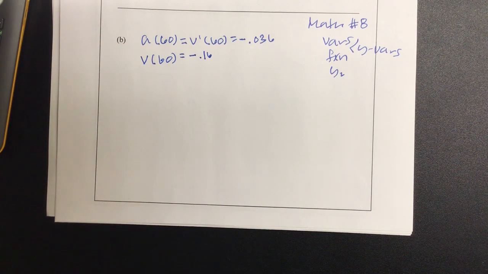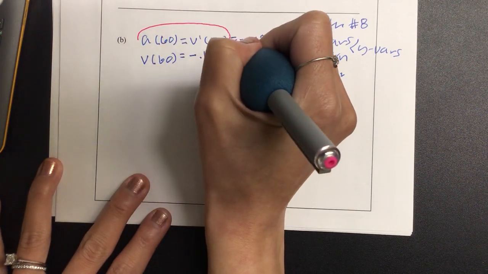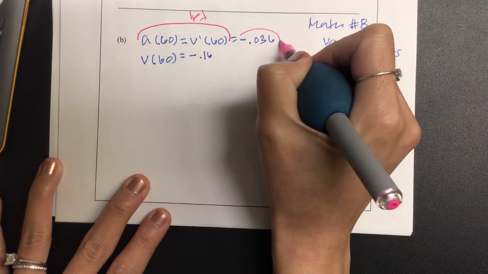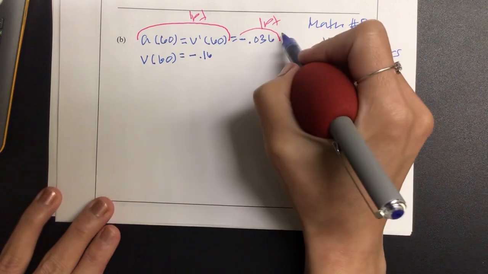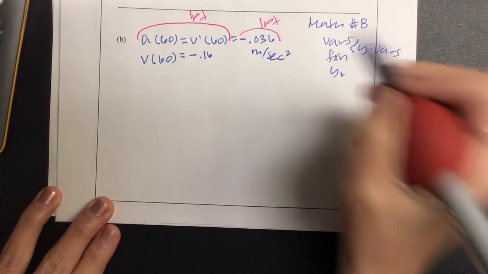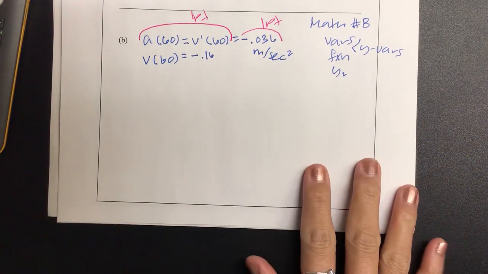So let's see how the AP graders are gonna look for this. Mentioning that A of 60 is equivalent to V prime of 60 is 1 point. Finding that answer right there is also 1 point. And actually, I forgot the units, because units do matter. It'll be meters per second squared. So let's see why it's meters per second squared.